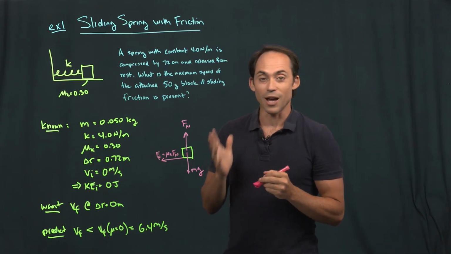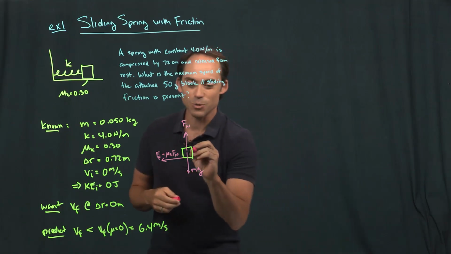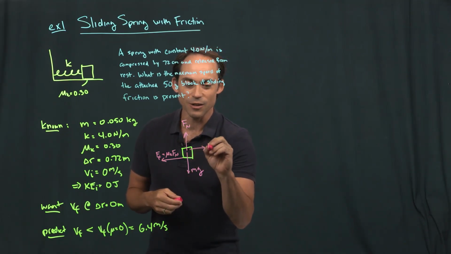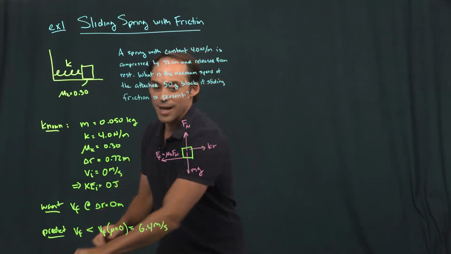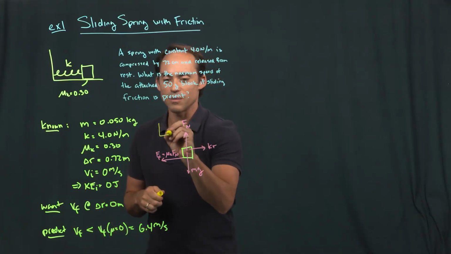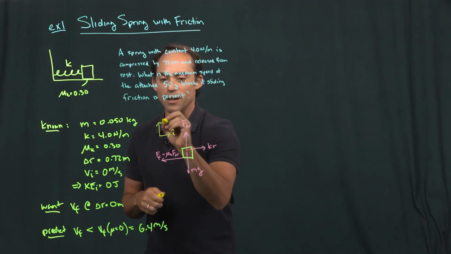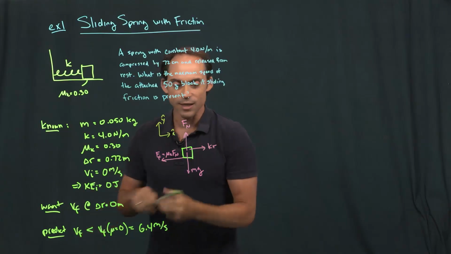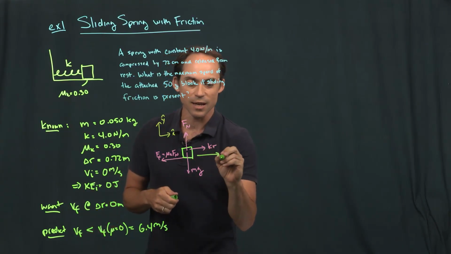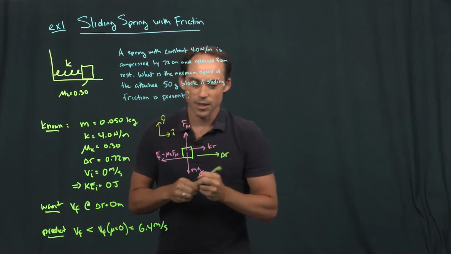Now we also have another force acting here, the spring force, K times R. All four of these forces are acting. So we have a coordinate system that's aligned with our horizontal axis, and we are looking at the case where the motion is, again, in this direction.